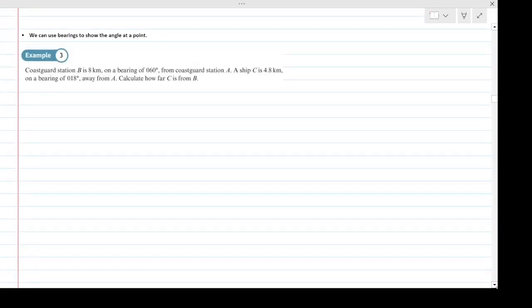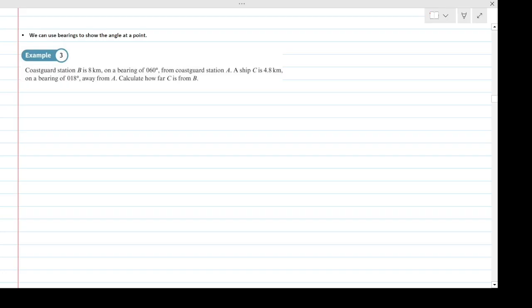Okay, so this is now including bearings. Hopefully you remember from G2C. But it says Coast Guard Station B is 8 kilometres on a bearing of 60 degrees from Coast Guard Station A. A ship C is 4.8 kilometres on a bearing of 18 degrees away from A. Calculate how far C is from B.